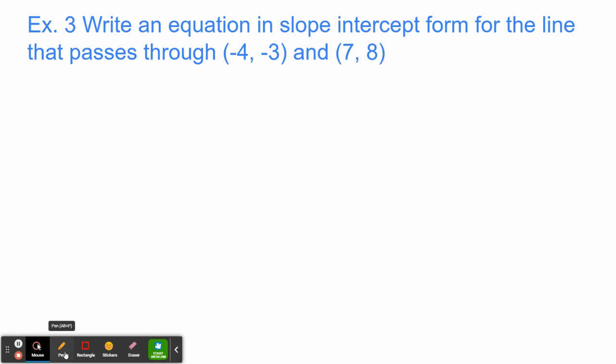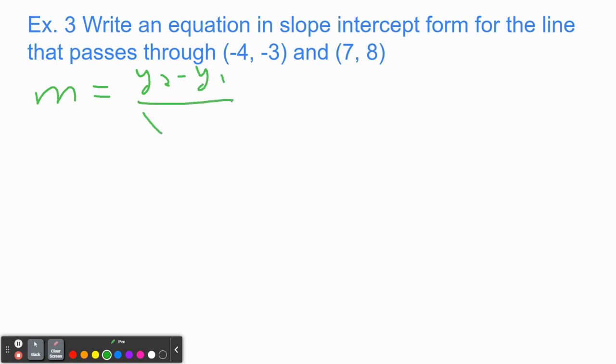Example 3 here, we don't know our slope, but we are given 2 points, which means that we can find our slope. Remember that our slope equals our change in y, y2 minus y1, over x2 minus x1.